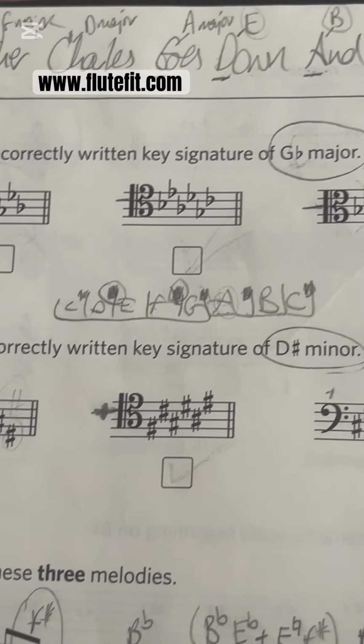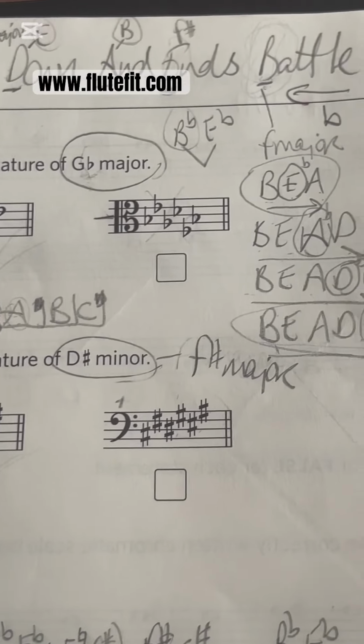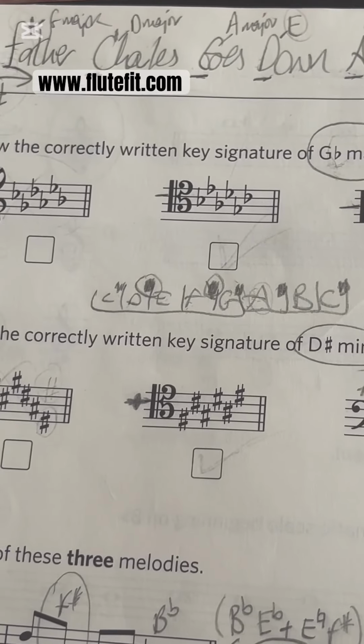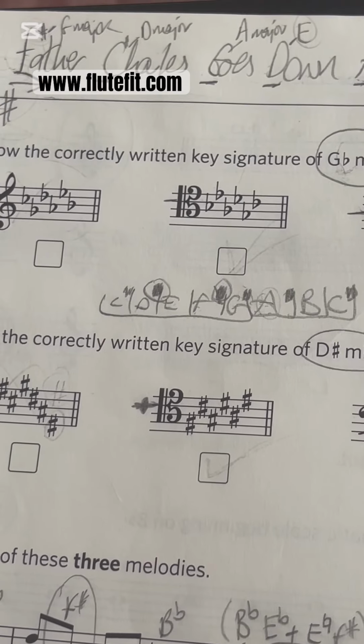So I just want to go over the sentence: Father Charles goes down and ends battle, as this is a really helpful sentence for working out not just the order of the sharps and the flats, but also what flats or sharps are in a certain key. So first let's do the sharps, okay?